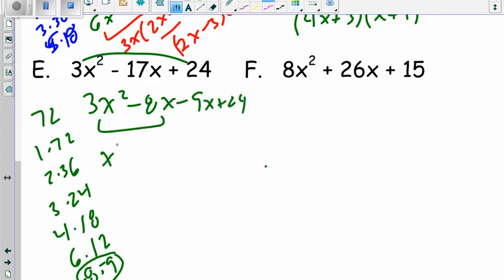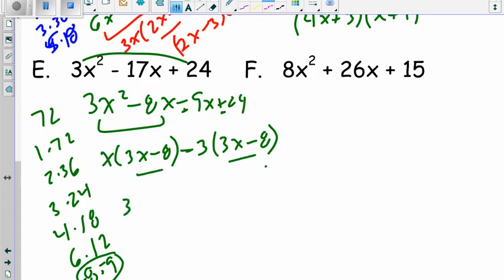I can factor an x out of both of those. Remember that sign's negative, so it has to be negative here. And I can factor a 3 out of both of those. And if I factor a negative out of the positive, that has to become flipped. And then those are the same. So I get 3x minus 8 and x minus 3.